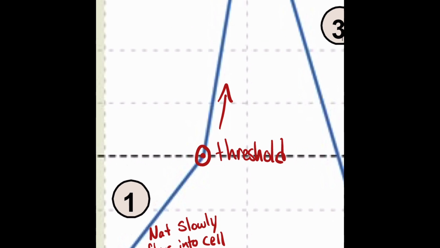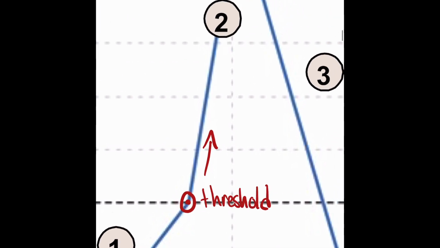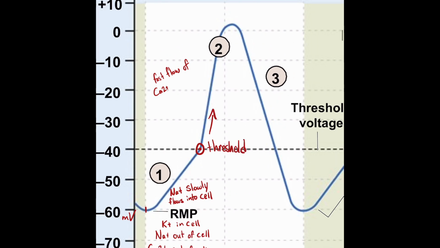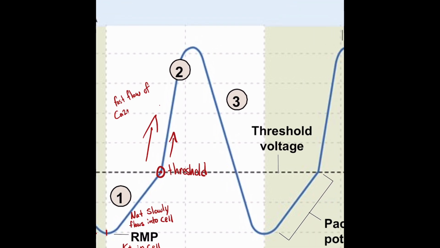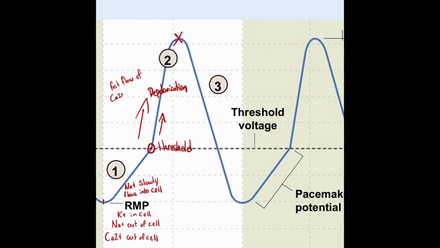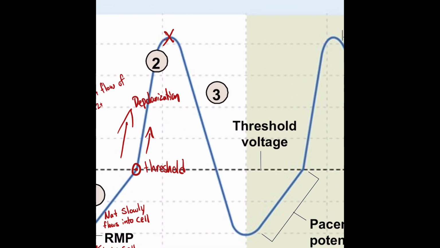And once we hit the threshold, there will be a fast flow of calcium rushing into the cell. And that pushes us a little bit more positive, so further towards a positive direction. This is called depolarization. This depolarization is that action potential we want to reach. So we will reach here, in which we fire that electrical signal.